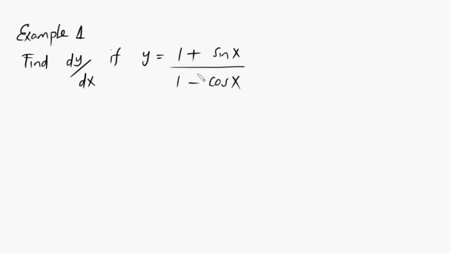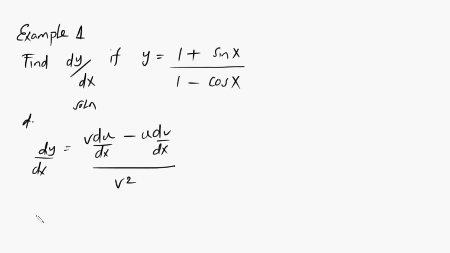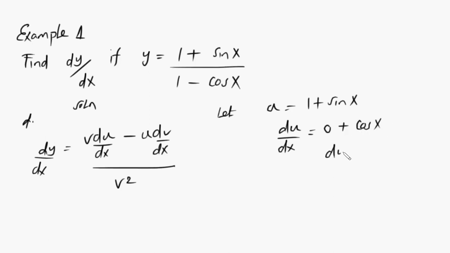So this is a quotient of polynomial functions. So I know I'll just have to use the quotient rule, which says that dy/dx is equal to v du/dx minus u dv/dx over v squared. So I let u, the numerator, be 1 plus sin x. If I find du/dx now, differentiate 1 I get 0, differentiate sin x I get cos x. So my du/dx is just 0 plus cos x, which is cos x.